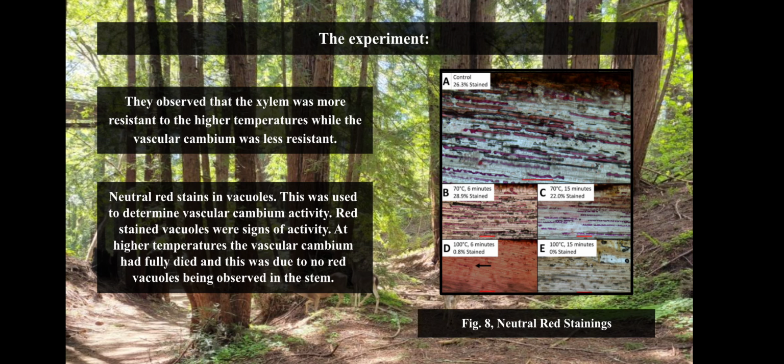Looking at vascular cambium viability, neutral red staining was used to observe activity. A healthy plant cell has a large vacuole that would stain a deep red, but in the case of figure 8e, we can see how no staining was observed, meaning that these cells had died. The vascular cambium was found to be more sensitive to the higher temperatures than the xylem.